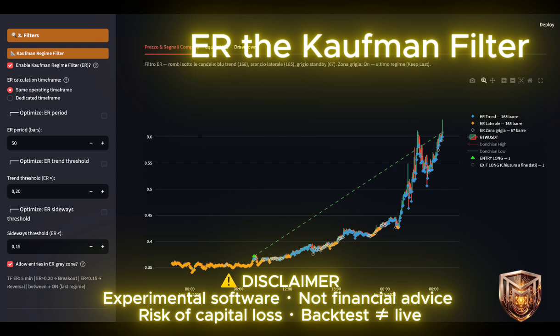ER doesn't decide buy or sell. It decides whether it's the right moment to even let a trend strategy like Donchian try to enter.